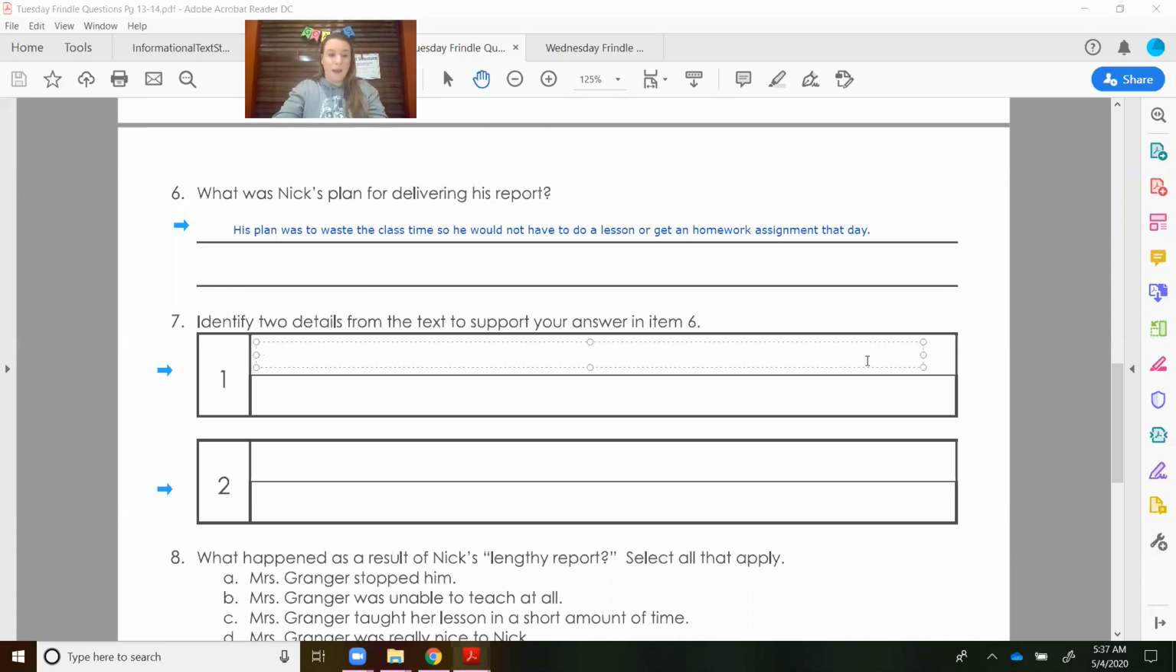All right, on page 28, it says, here's my first detail. It says that it was one of the greatest time wasters he had ever invented. It literally says that. So that's my first detail. It was one of the greatest time wasters he had ever invented. All right, and that was on page 28.